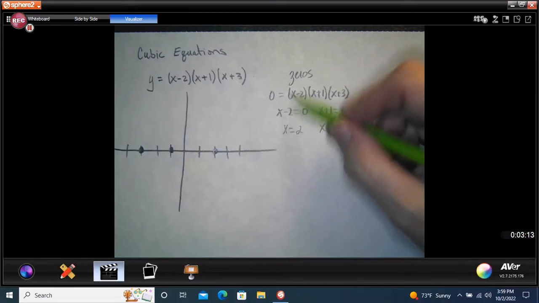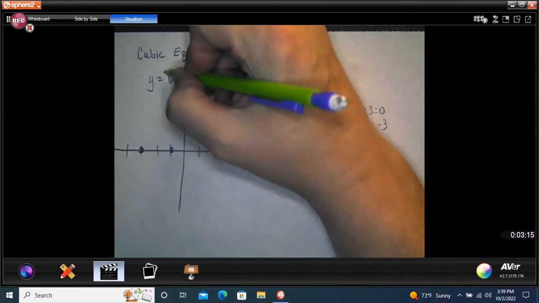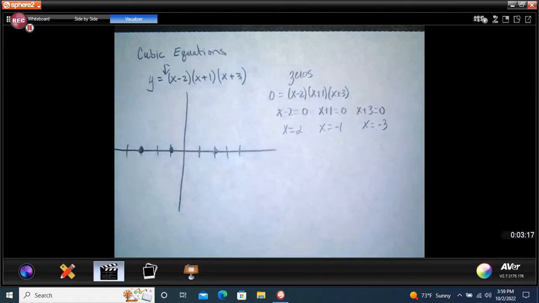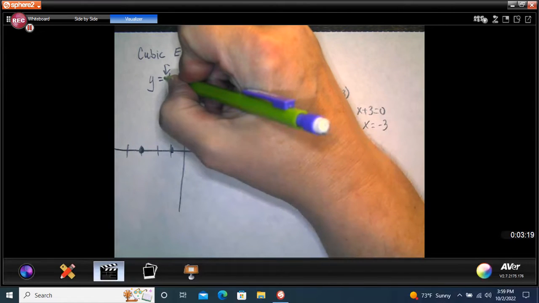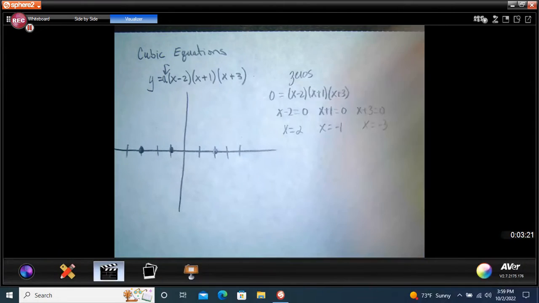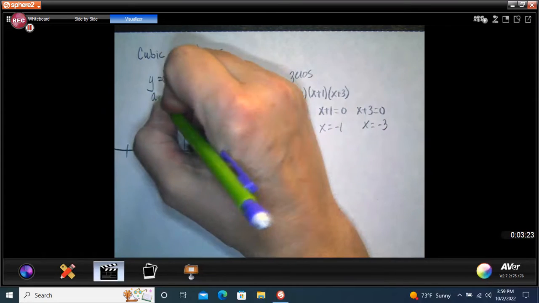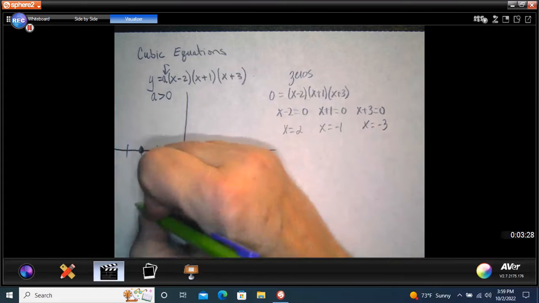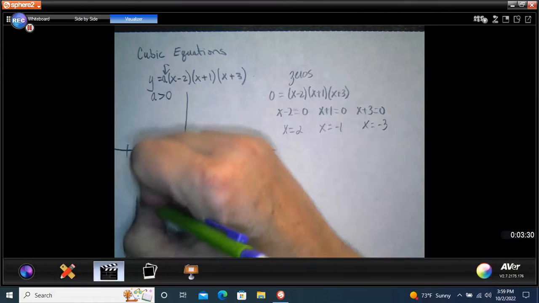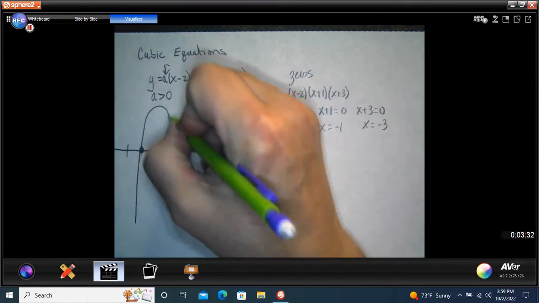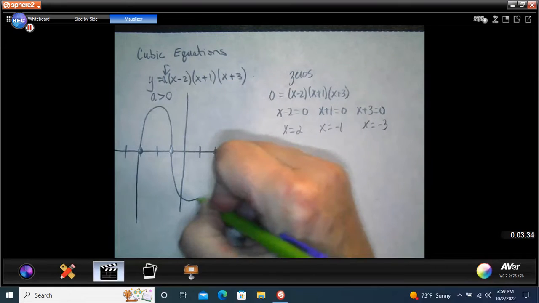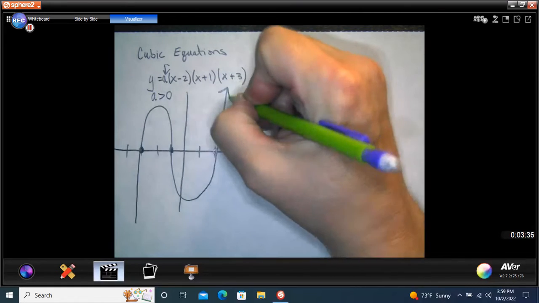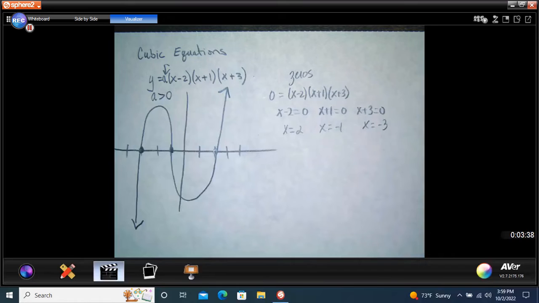So if this thing out front, and we can put an A in there temporarily if you want to, if A is greater than 0, which it is here, then I start down here, I come up through the 0, I come back down through that 0, I come back down and back up and through the last 0, and that's what my graph looks like.